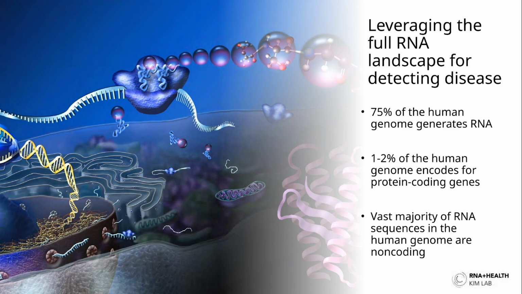And if you think about it, when you look at all of the sequences in the human genome, only 1 to 2% of these 3 billion base pairs encodes for RNAs that make proteins, these protein coding messenger RNAs. And so the vast majority of the RNA that's being transcribed in the human genome is not making proteins, is not translated. It's actually non-coding. And so they exist as RNA. Some may be functional, some may not be functional. But the important thing is that we're really looking at this entire landscape. We want to leverage this landscape to be able to detect and understand disease in vivo.